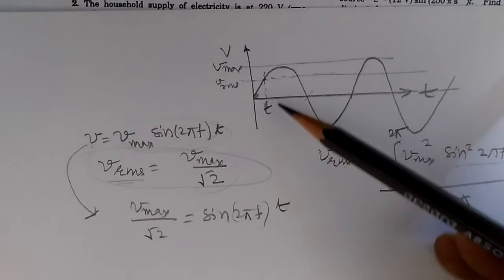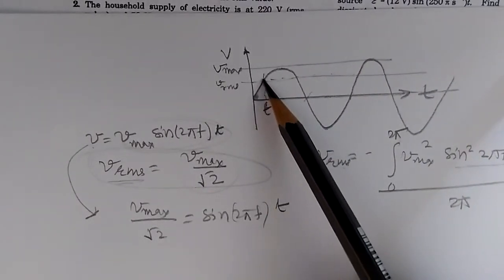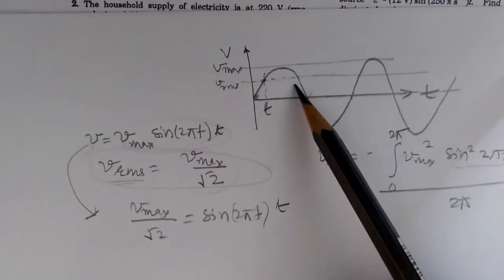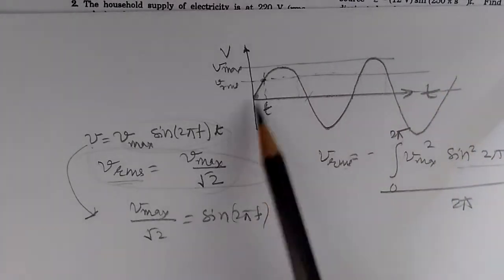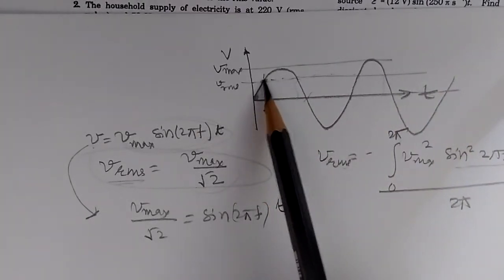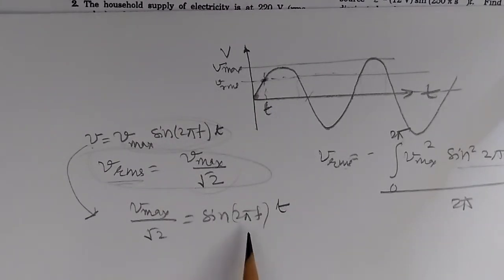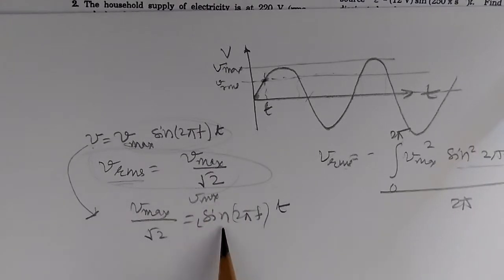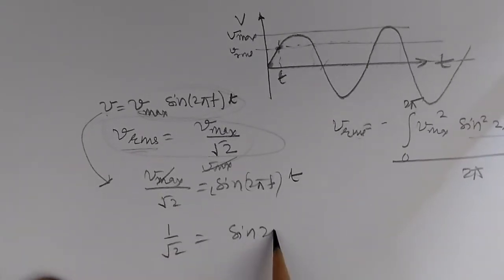Now there are several values of t where this value V becomes equal to the RMS value. For example, there is one value here, another value here, another value here, and at many other places. But let's take only the very first value. Sorry, I missed the V max here. So we have V max multiplied by sine 2 pi f into t. V max cancels. We have 1 by square root of 2 is equal to sine 2 pi f into t.